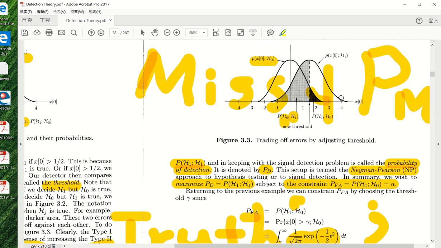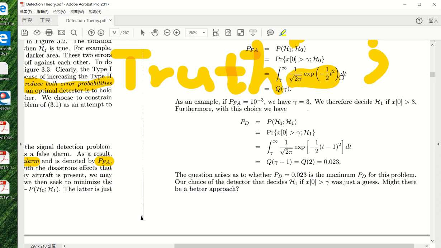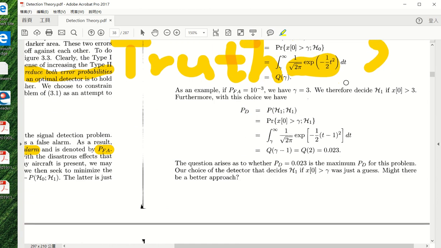Then of course you will see large PD, right? The whole session is the whole area. This whole area is a PD. So we would like to have a PFA like this, and then we have a reasonably good PD. But this is not general. This is just a case.